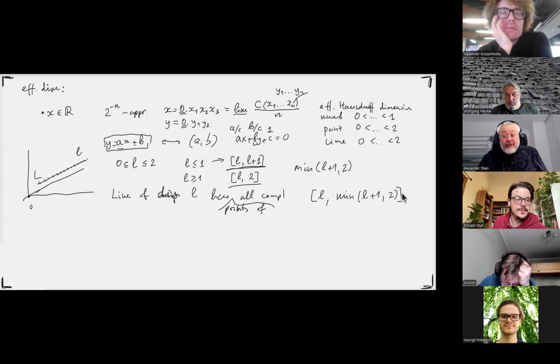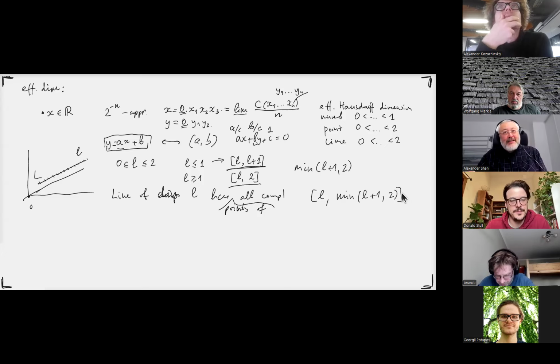So the spectrum depends not only on the complexity but on the line itself. And then the question is, are there some lines for which we can compute the spectrum? What can we prove about the spectrum of all lines? And what are the strange examples?